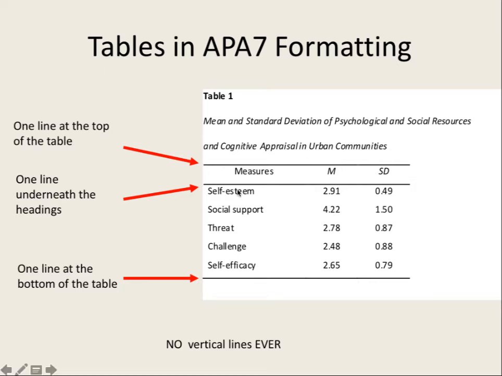So we have only 3 horizontal lines, 2 that indicate the headings of each column, and the bottom line that is signaling that this is the end of the table. There are no vertical lines whatsoever. So when you're drawing these in Microsoft Word, you'll need to erase those lines.